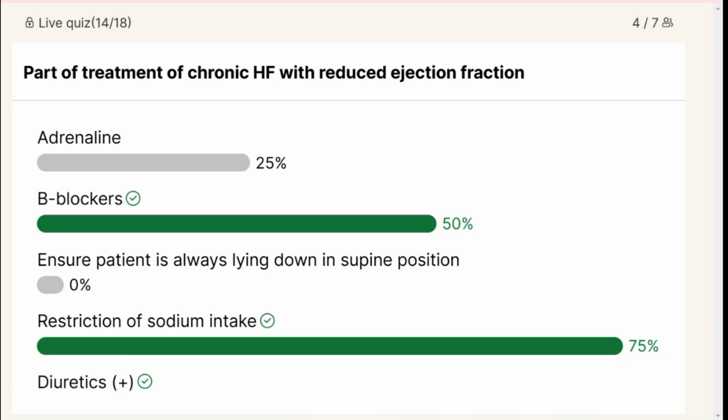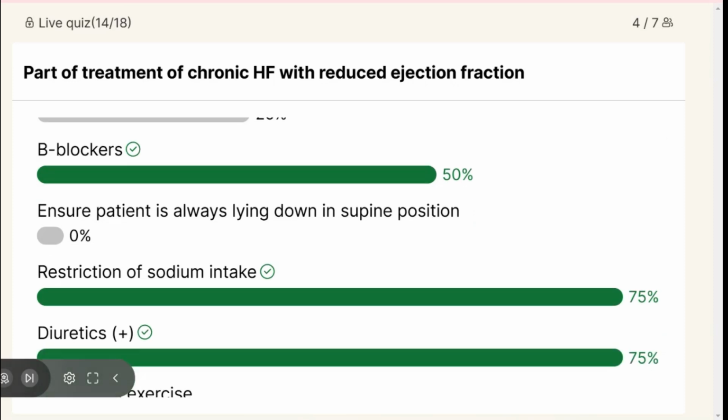And as mentioned before, it's a cornerstone of the treatment of chronic HFrEF. So beta blockers are part of the treatment. Ensure the patient is always lying down in supine position.